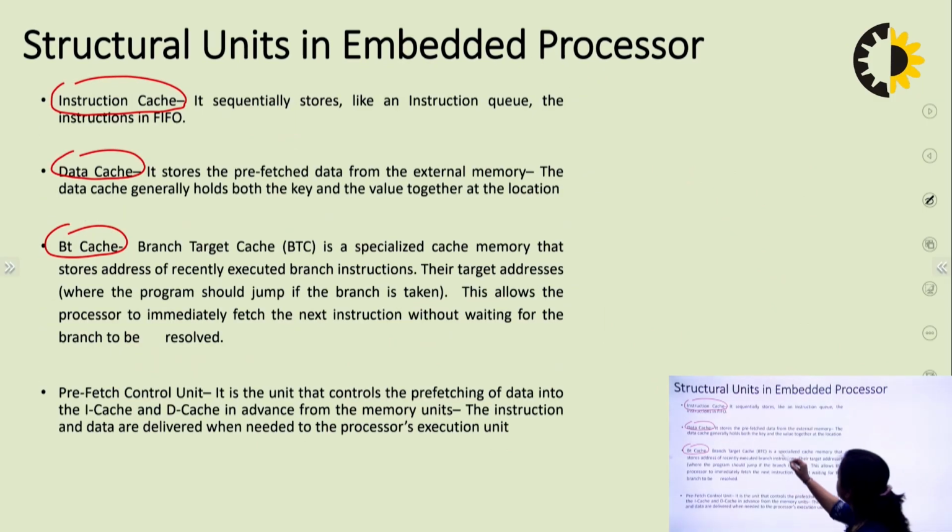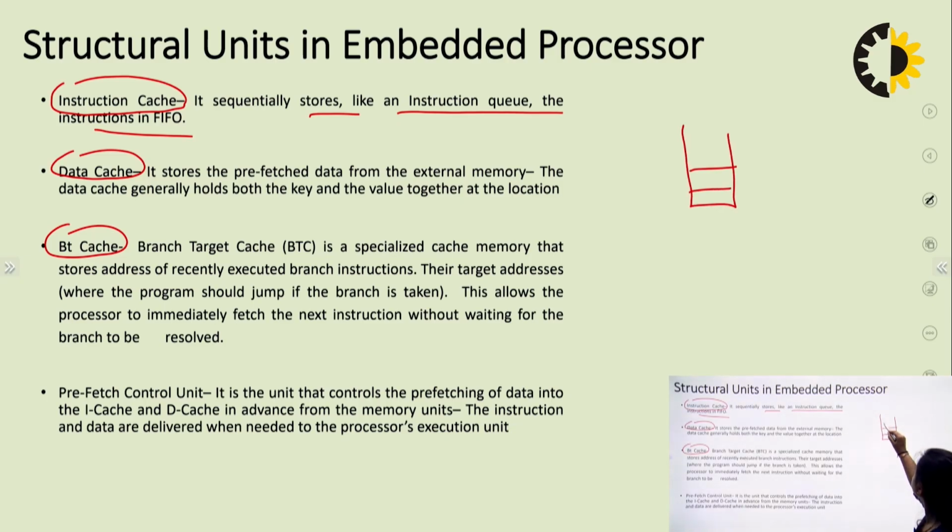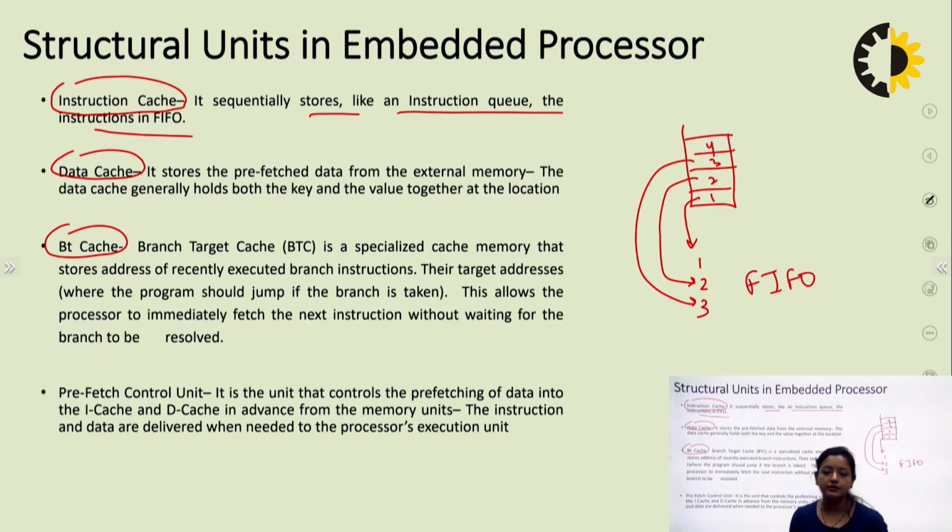Instruction cache, it sequentially stores, like an instruction queue, the instructions in FIFO. FIFO stands for first in first out. Okay, first in first out. So जो पहले इनपुट हुआ वो पहले आउटपुट होगा, मतलब 1 2 3 4 अगर ऐसे क्यू में इंस्ट्रक्शंस लगी हैं तो पहले नंबर पे जो इनपुट हुई थी वो ही पहले नंबर पे आउट होगी, फिर दूसरे नंबर पे ये आउट होगी, तीसरे नंबर पे ये आउट होगी. That is called FIFO, first in first out manner. So it is for sequentially storing the instructions like an instruction queue register.